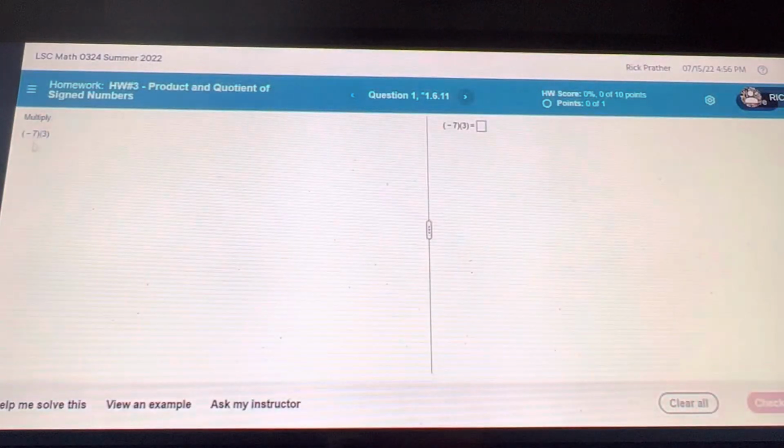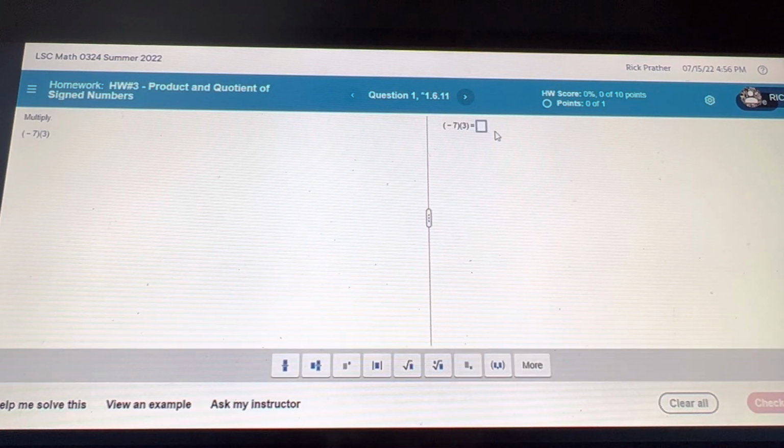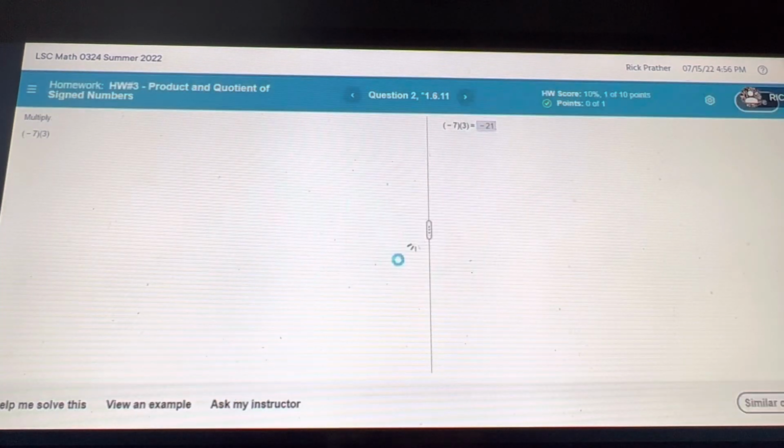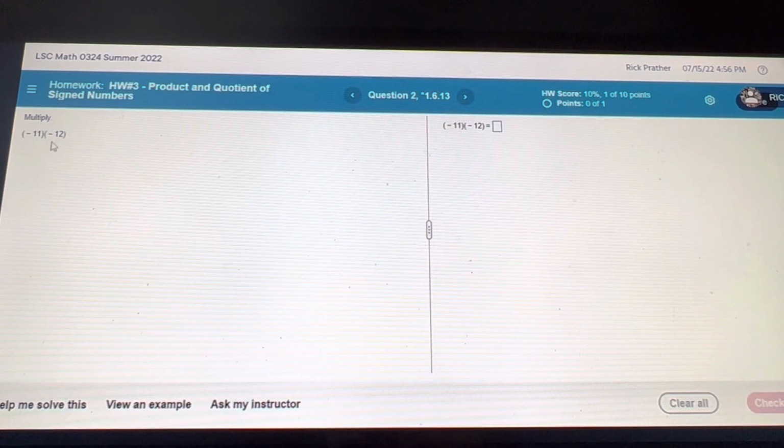So 7 times 3, we're supposed to know that that's 21. So it's never about do I add or multiply or divide, but you just multiply. 7 times 3 is 21, and I have 1 of each sign. The signs are different, so the answer is automatically negative. When both signs are the same, then the answer is automatically positive.